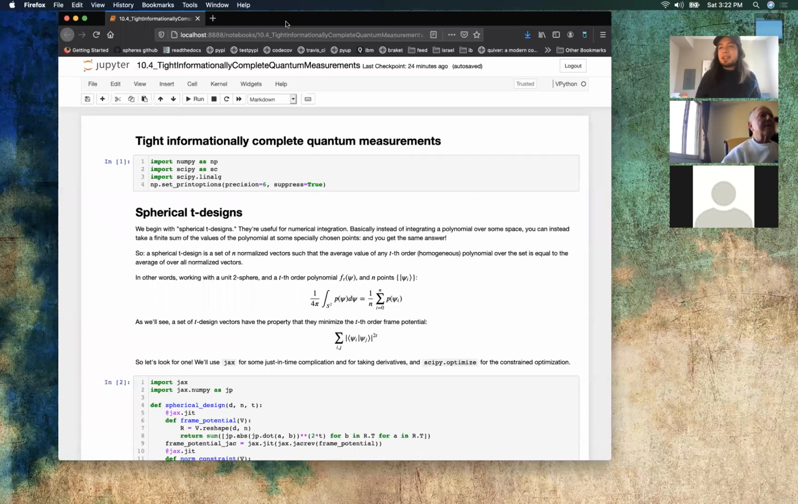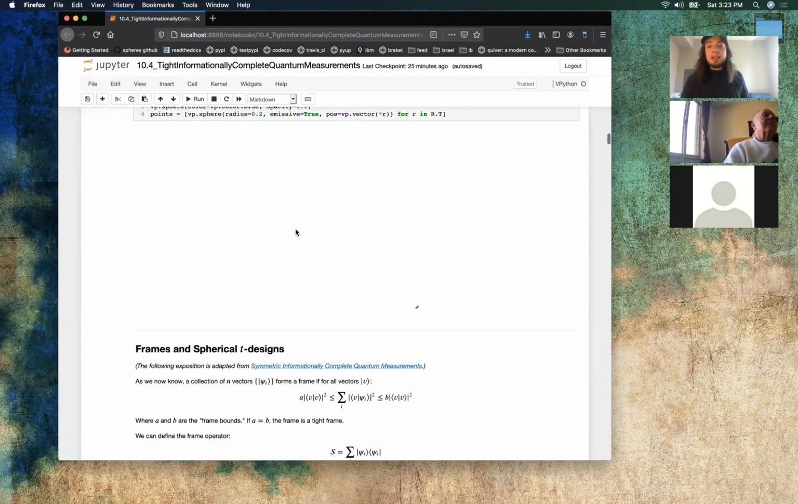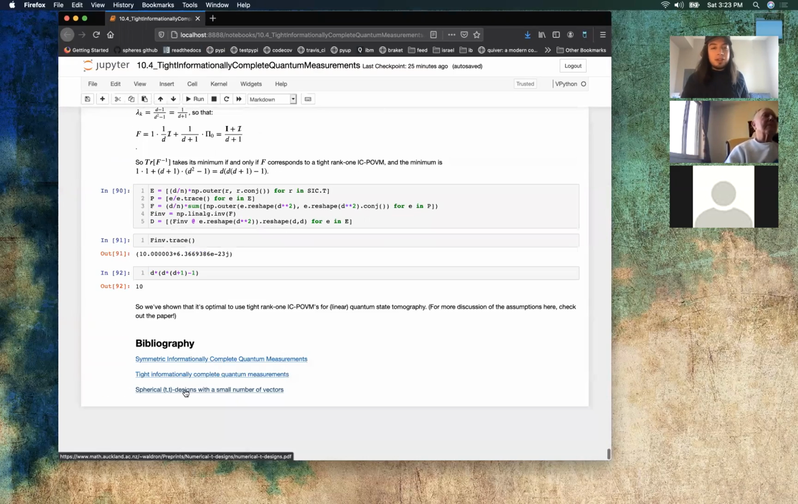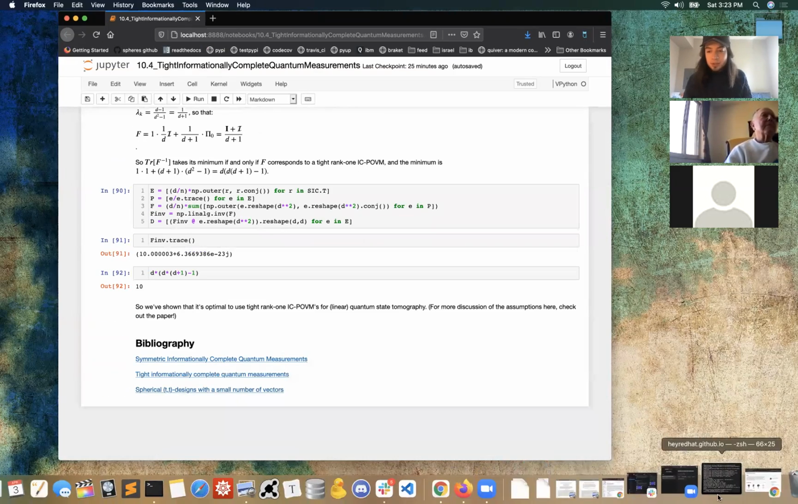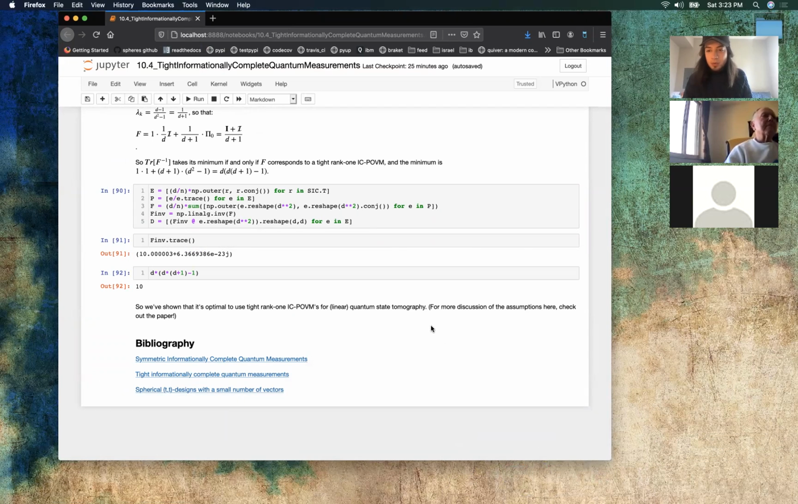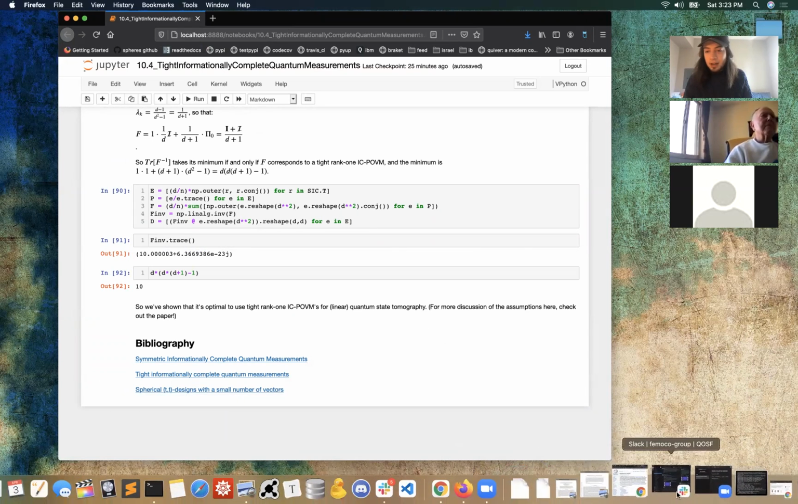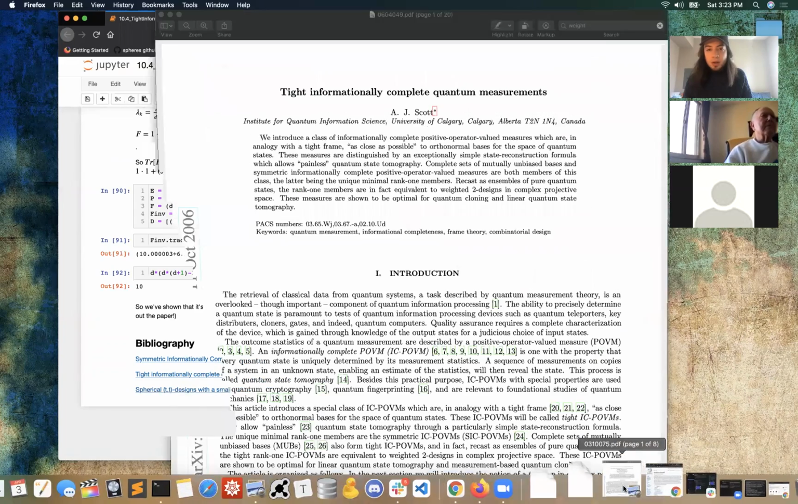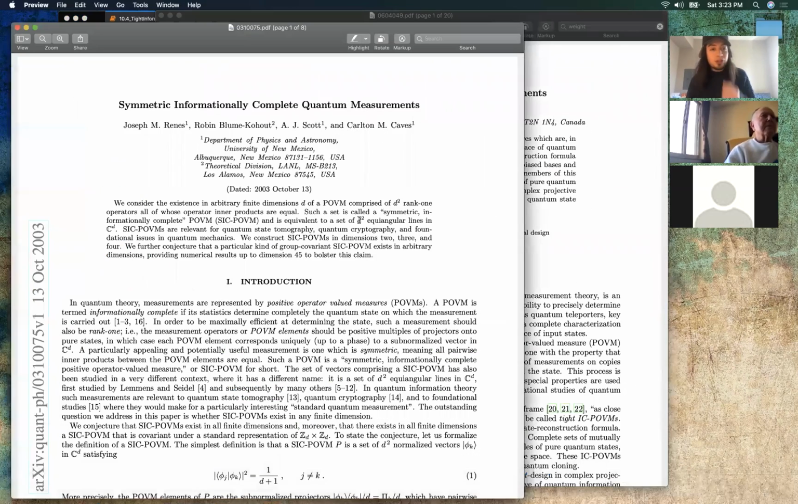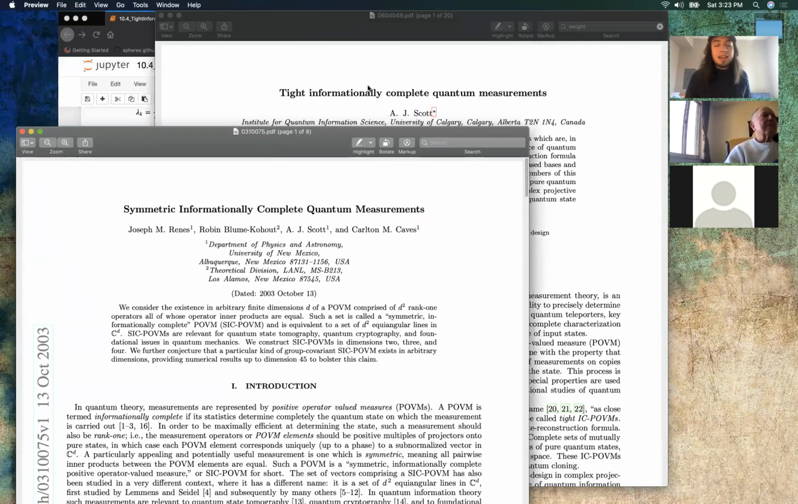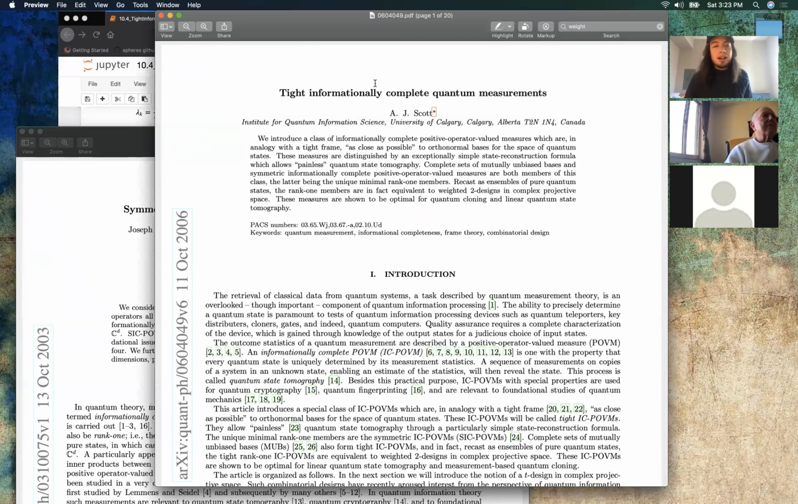Most of what I'll be talking about today comes out of two papers, which are both worth reading. One is Symmetric Informationally Complete Quantum Measurements, from way back in 2003. Short paper. And then mainly this one from 2006, Tight Informationally Complete Quantum Measurements.